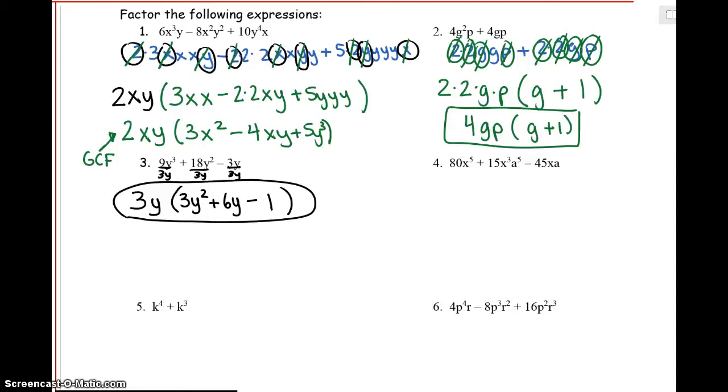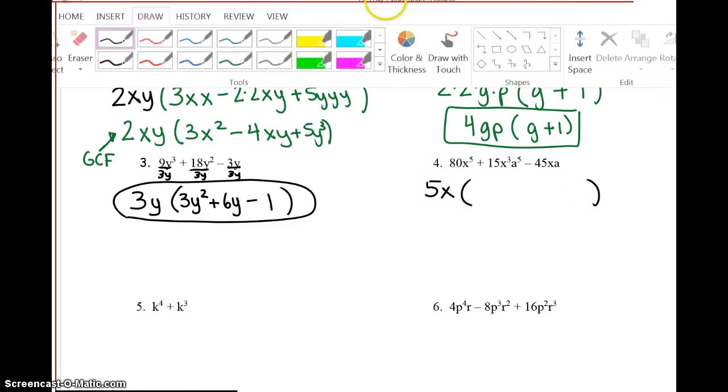Alright, let's look at number 4. We're going to do the same thing. 80, 15, and 45. What do they have in common? Well, I think they each have at least a 5. So I'm going to factor out a 5. And then I know that this one doesn't have a's, so I can't take out any a's. But each one of them has at least one x. So I'm going to take out a 5x, and see how that works out for me.